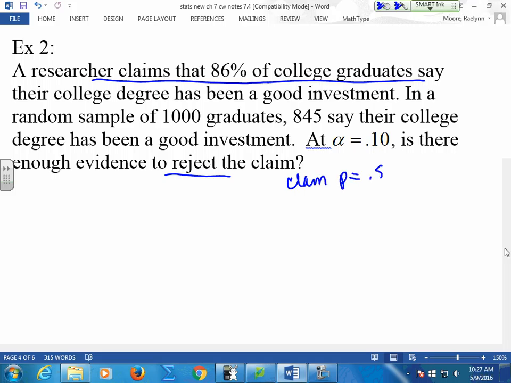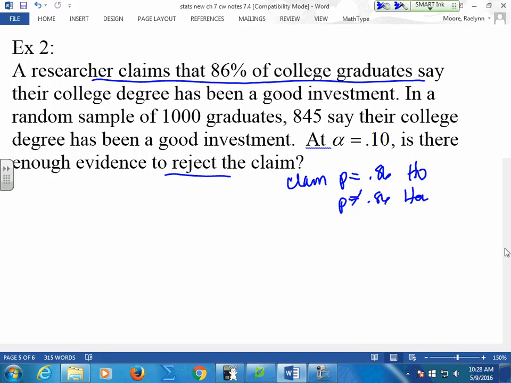Equal. Good. And that helps me out, because in a sentence like that, what do you look for? 86% said this is a good thing. So I know it's an H0. It's got to have an equal sign. Nowhere did they say less than or equal to, more than or equal to, at most, at least. There's my equal to. So P is not equal to 0.86 is my HA.